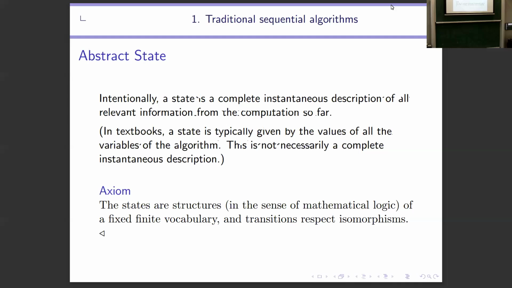So intuitively, a state is all the information which is there. So if the environment always behaves the same way, then from this information you know all the rest of the computation is determined. And it's always determined up to the environment. In textbooks, they often say that it's given by values of the variables, which is not correct.